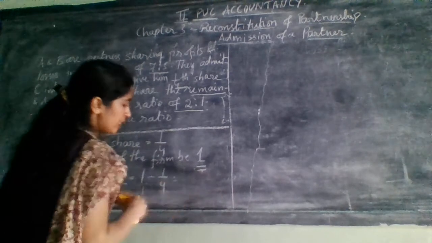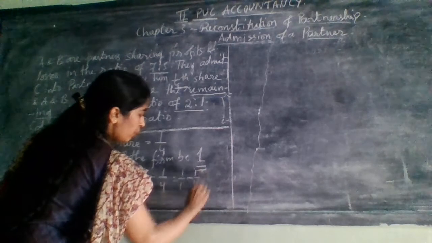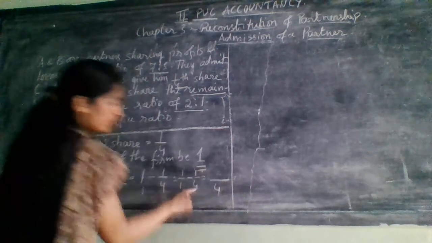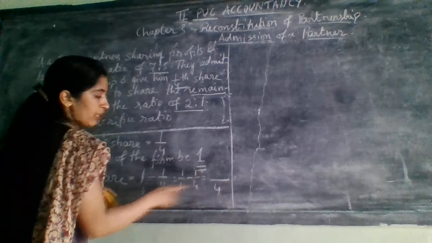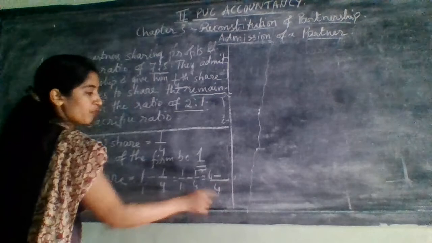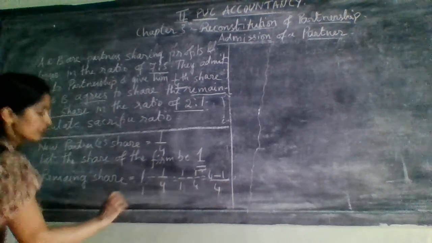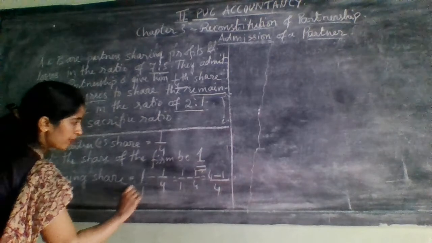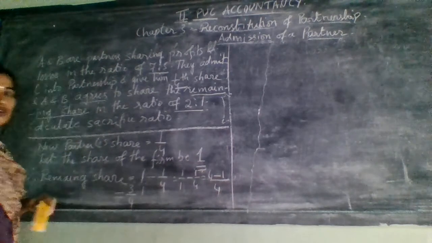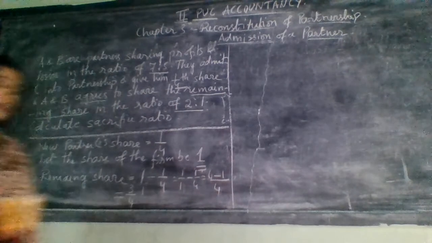What you need to do? We need to take the same denominator for both. We will consider the highest one, 4 only. So 1 4s are 4, 4 1s are 4, minus 4 1s are 4. 1 1s are 1. How much will it come? It will come 3/4. This is the method of calculating remaining share.